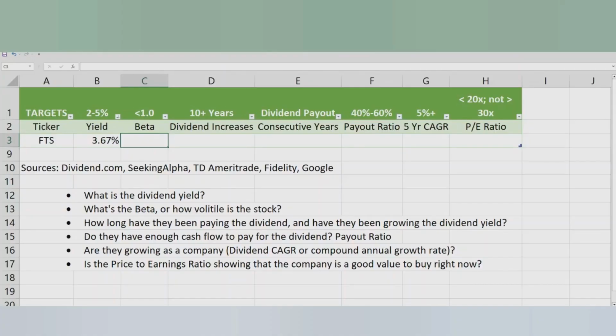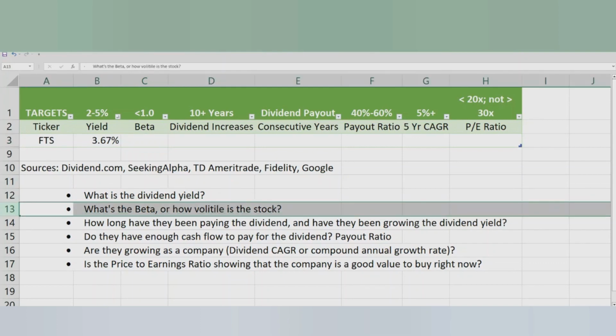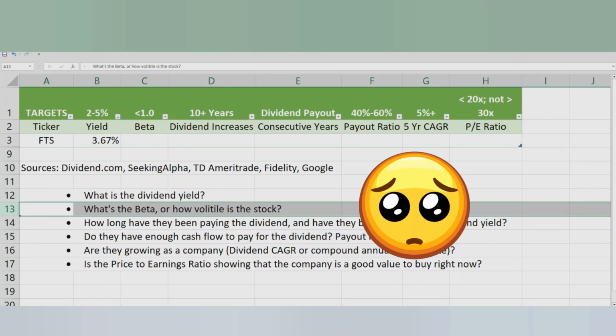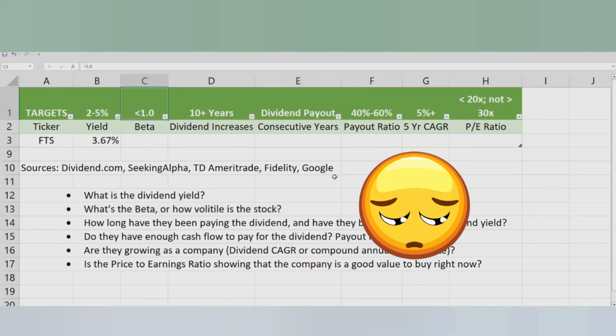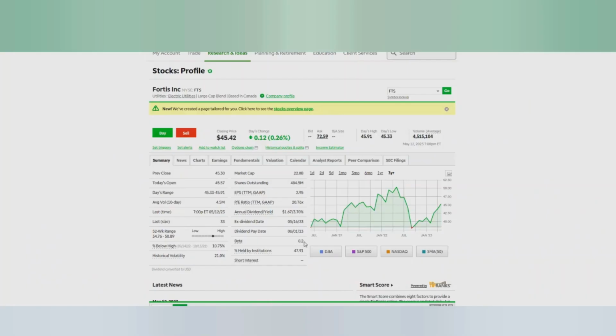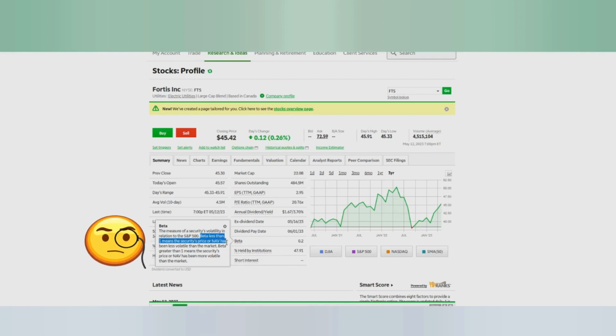Okay, so now we have the dividend yield, let's take a look at beta. And beta is essentially how volatile is this stock relative to the rest of the market. And I like to have companies that have a beta of less than 1. In TD Ameritrade, you can see right here, it says beta. And again, you can see the measure of a security's volatility in relation to the S&P 500. And that a beta less than 1 means the security's price, or NAV, has been less volatile than the market.